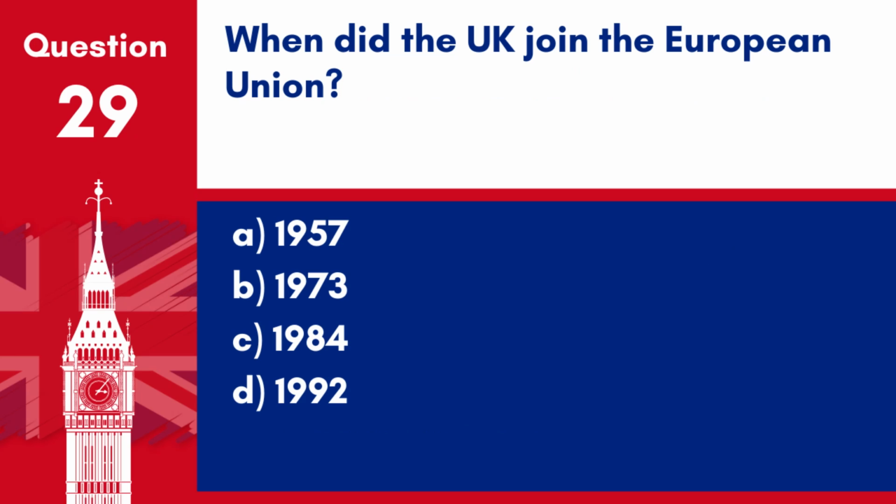Question 29. When did the UK join the European Union? A. 1957. B. 1973. C. 1984. D. 1992. Answer: B. 1973. The UK joined the European Economic Community, which later became the European Union, in 1973.